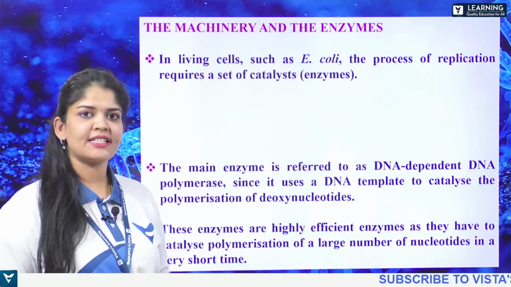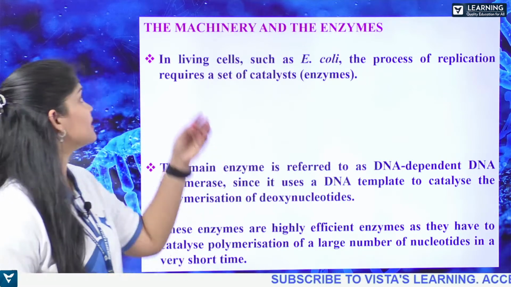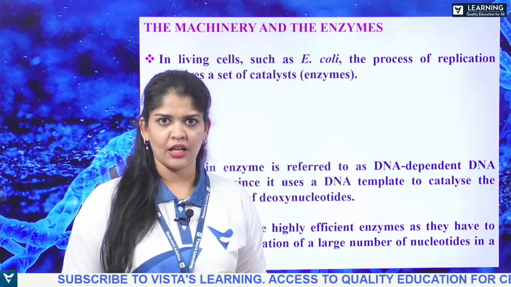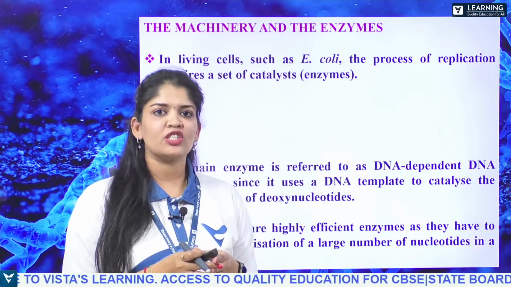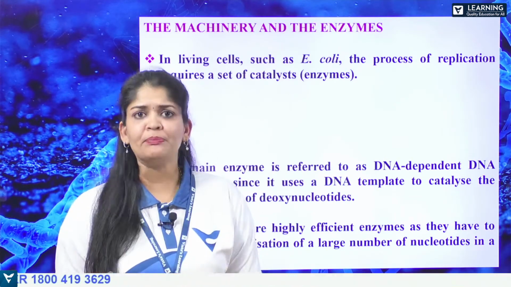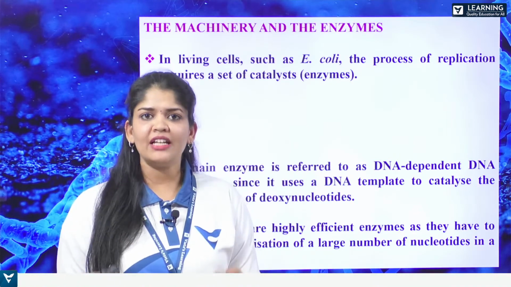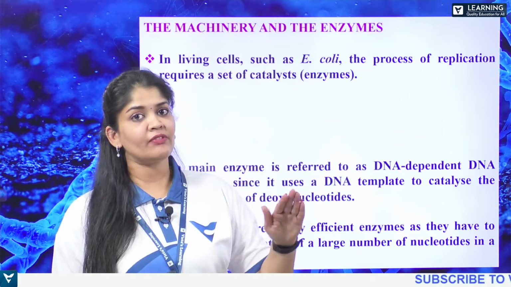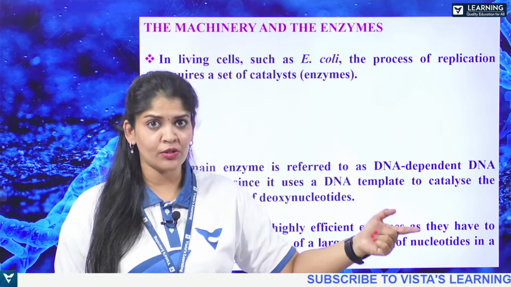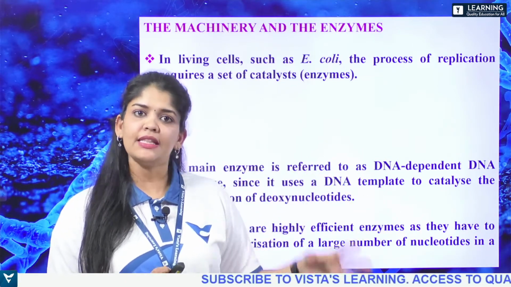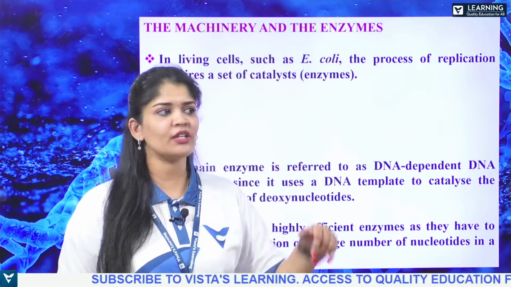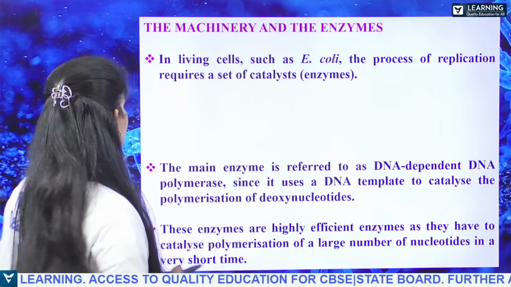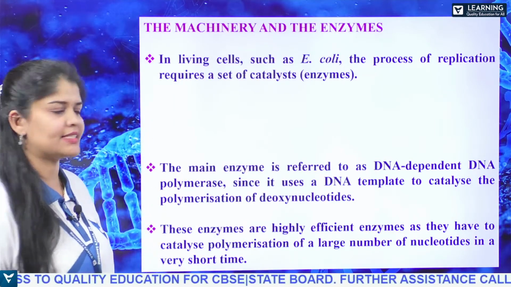Now, let's move to understand the enzymes and the machinery involved in DNA replication. We know that DNA replication takes place in prokaryotic cells as well, which are simple and don't have a well-developed true nucleus, whereas a well-developed nucleus can be seen in eukaryotic cells. Therefore, the complexity in the replication of DNA is more in the eukaryotic cell when compared to the prokaryotic cells.